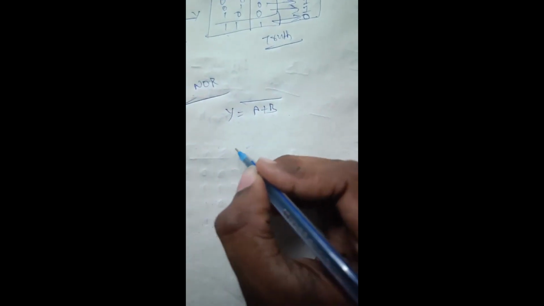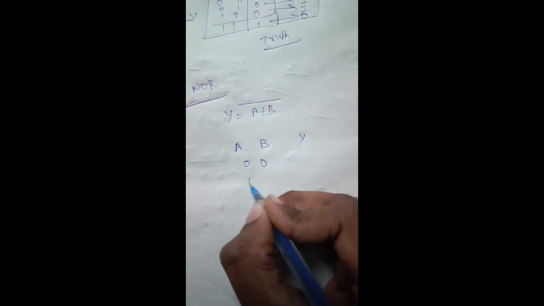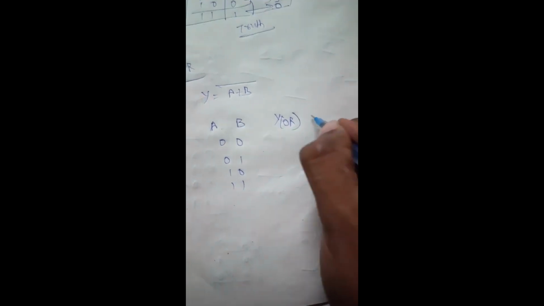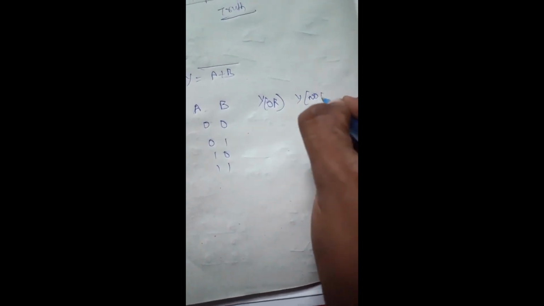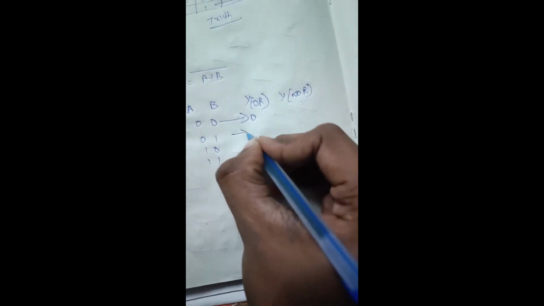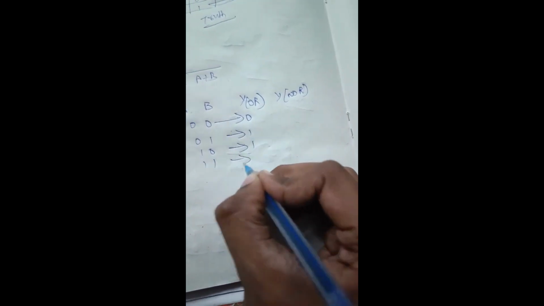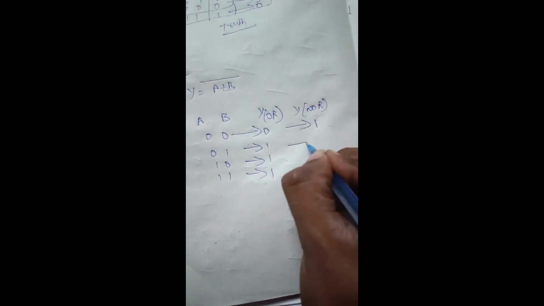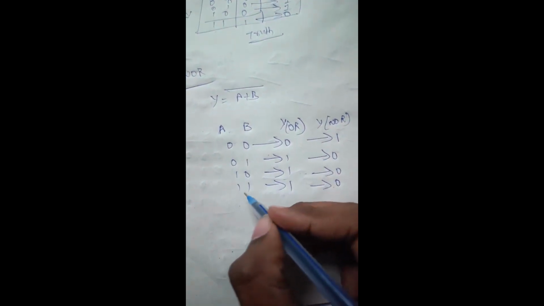And the truth table for this NOR gate is, first we will see the OR gate, and then we apply the complement to the output: 0 plus 0 is 0, 0 plus 1 is 1, 1 plus 0 is 1, 1 plus 1 is 1. Now if we apply the complement to this OR gate output, it will be 1 0 0 and 0. This is the truth table for the NOR gate.